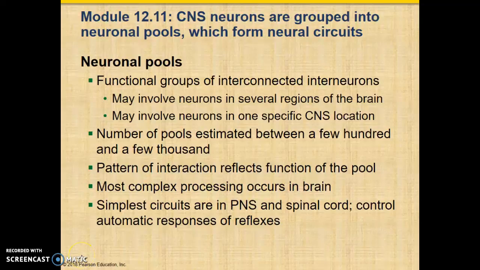You may remember that there are about 20 billion interneurons. Well, they're grouped together in special ways, and these functional groups are called neuronal pools. They may involve neurons in several regions of the brain, or they may involve neurons in one specific location. So obviously we don't know that much about these neuronal pools because the estimate is between a few hundred and a few thousand. And we'll look at the different patterns that exist in these pools.